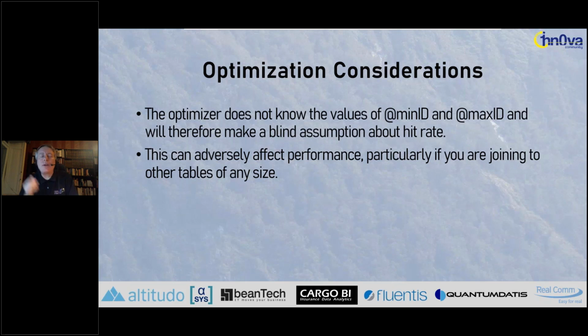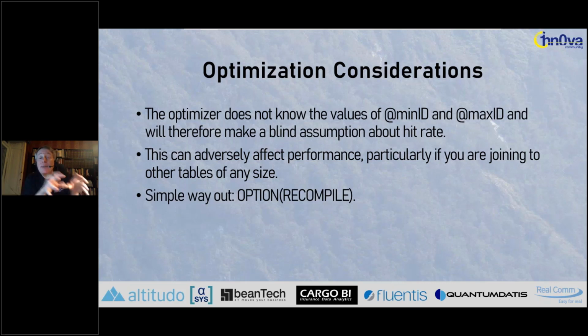But before I came around to look at it, another smart guy there suggested, use OPTION (RECOMPILE). Bang, that was it. Because now with OPTION (RECOMPILE), the optimizer knew exactly the values of min ID and max ID and could make a much better choice of plan rather than doing the blind assumption. And now it ran in, I think, 20 minutes.